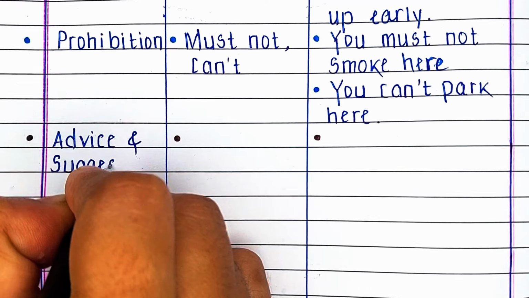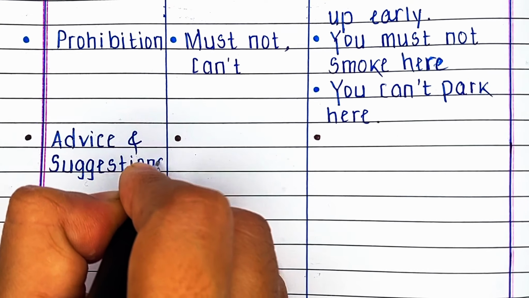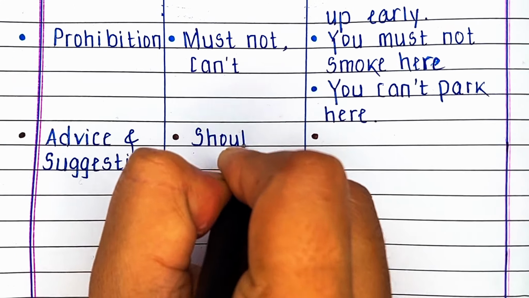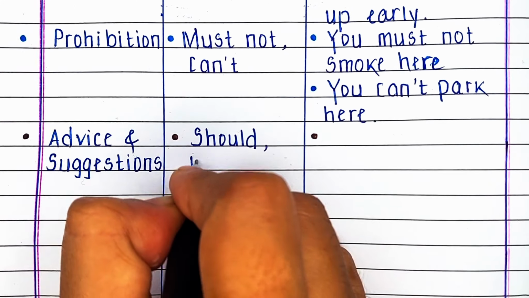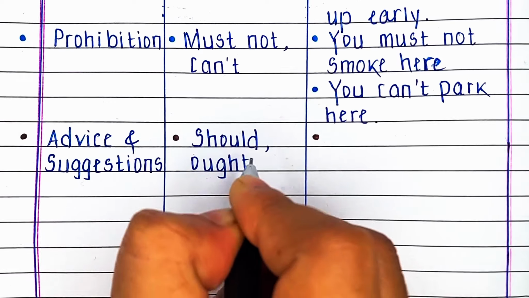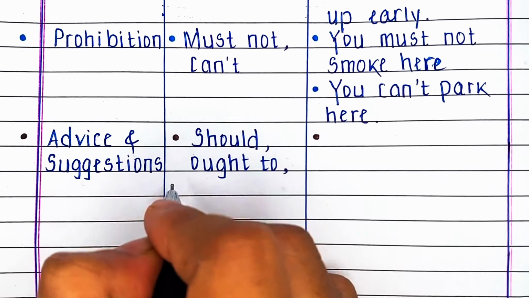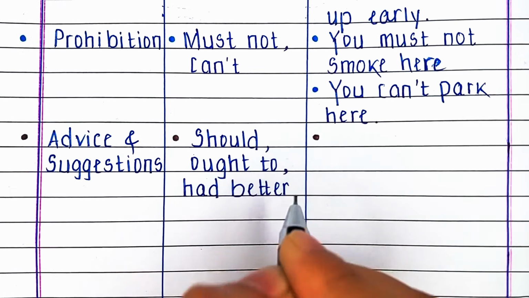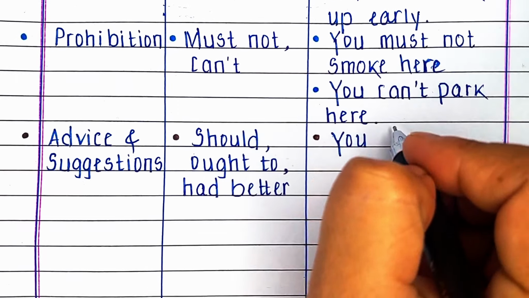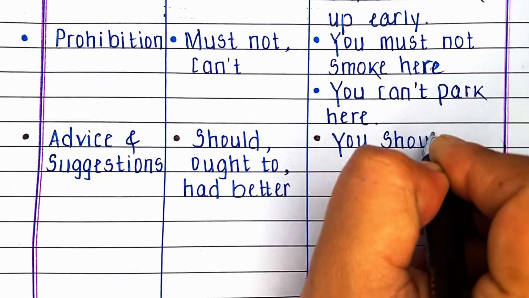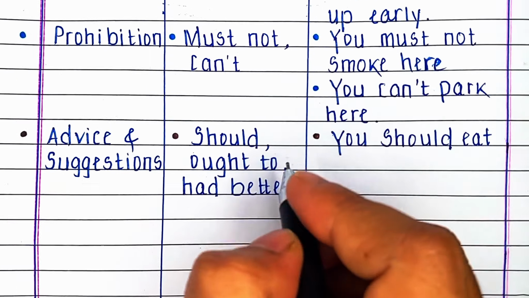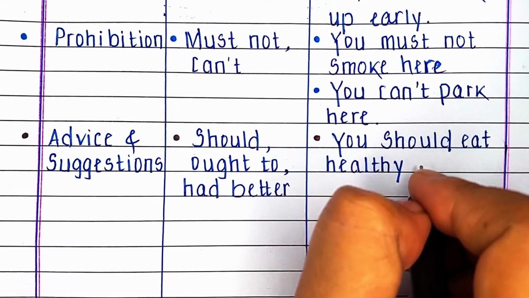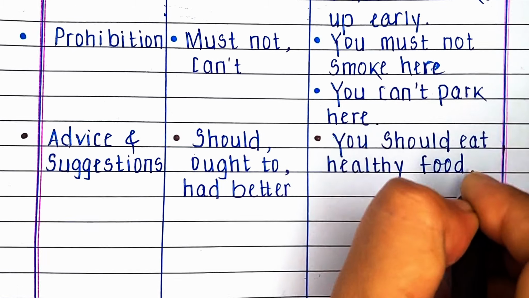Next function of modal verb is advice and suggestions. Modal verbs are should, ought to, and had better. First is should. Example is, you should eat healthy food. Here, eat is the main verb and should is the modal verb.